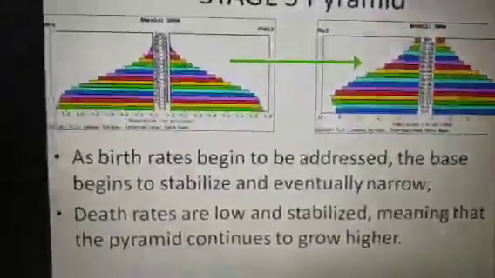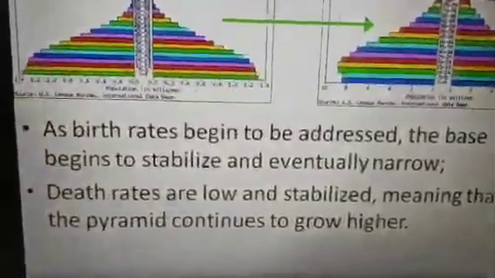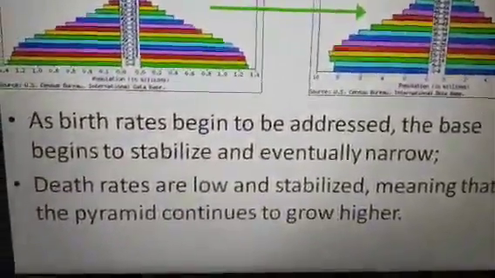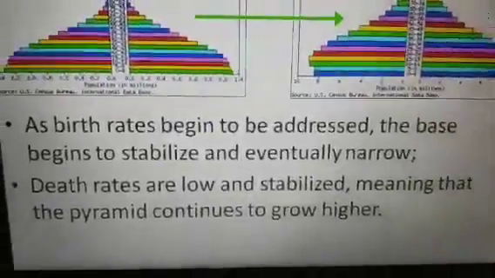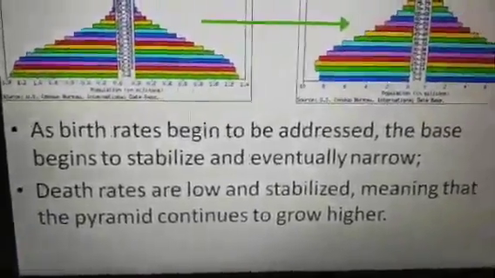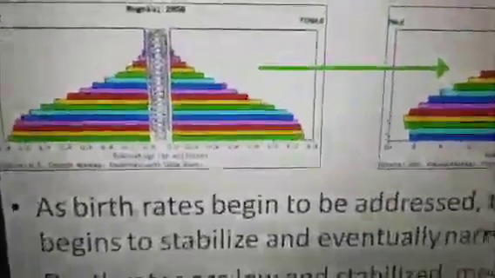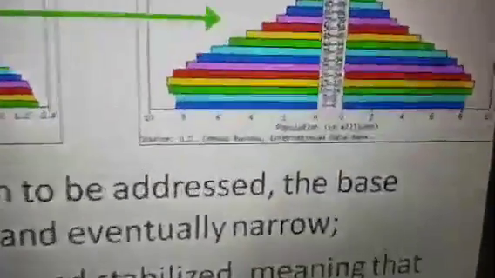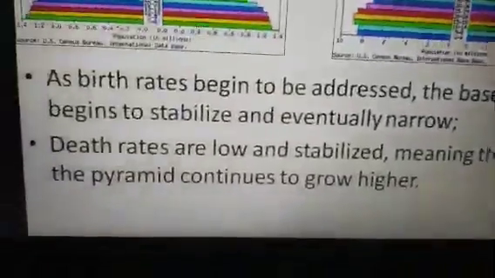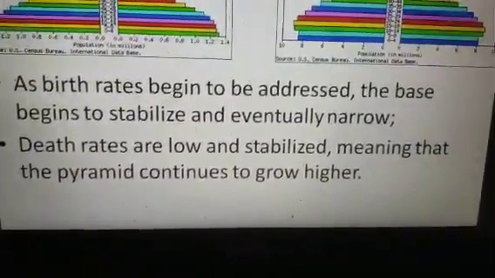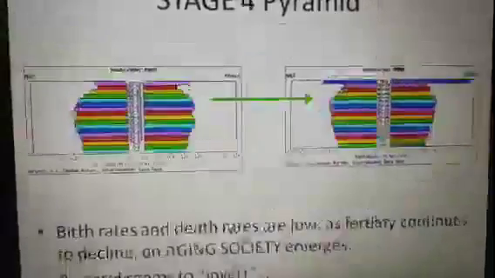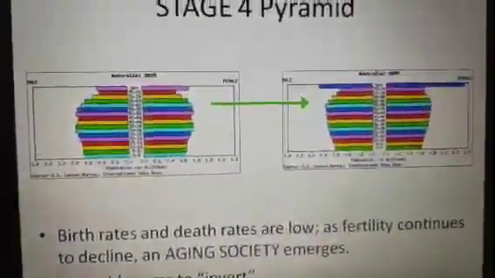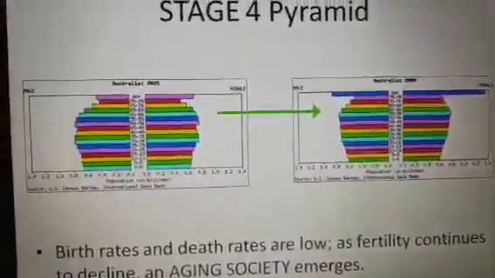And in the third stage, you can see that when the development process takes place, as birth rates begin to decline, the base begins to stabilize and eventually narrow. You can see this. Okay, the base is narrow, and death rates are low and stabilized, meaning that the pyramid continues to grow higher. So this is stage 3, and the very interesting part is stage 4, which is the stage of developed nations.